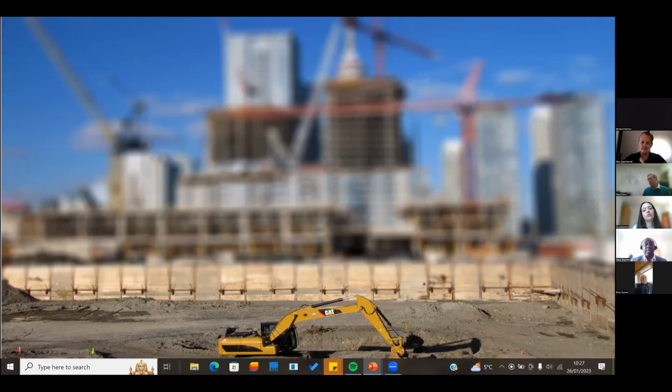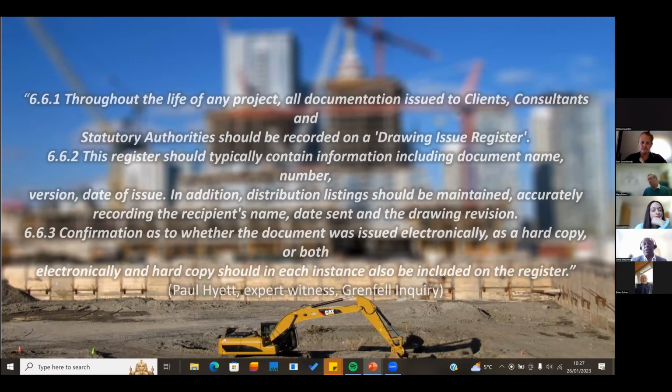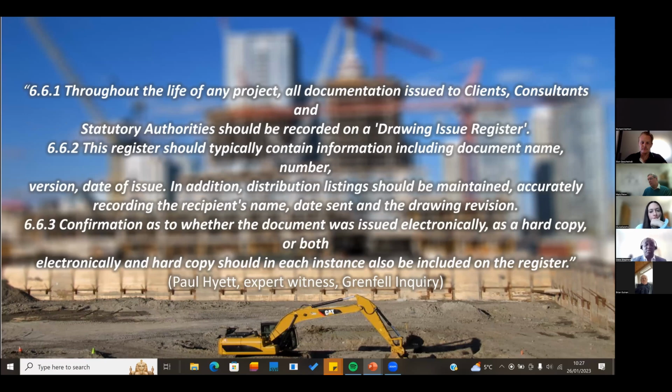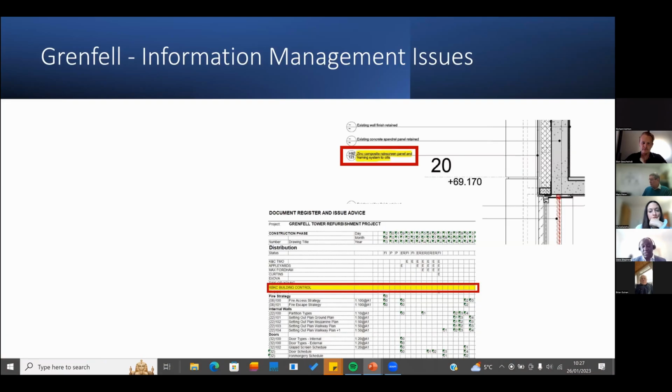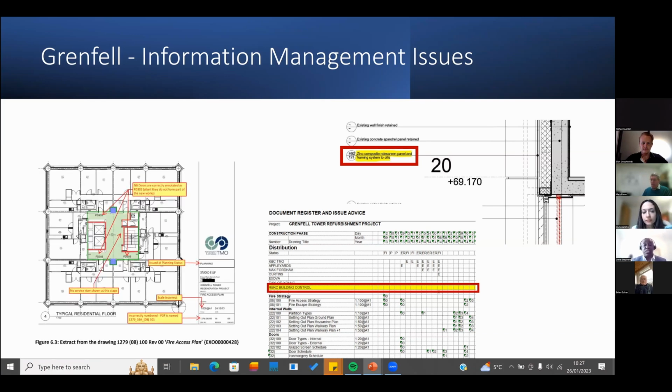I'll just give you some examples here. One of the key parts of this was to do with the drawing register. I'm not going to read the whole of this, but essentially, Paul Hyatt, who was the expert witness, indicated the importance of having a complete and comprehensive drawing issue register. And what we see here, as you see in the graphic in the middle, is that, for instance, the information exchanges with building control were missing. We see that even though aluminium composite was substituted for zinc, zinc was still on the drawings. And there were numerous omissions and changes in drawings.